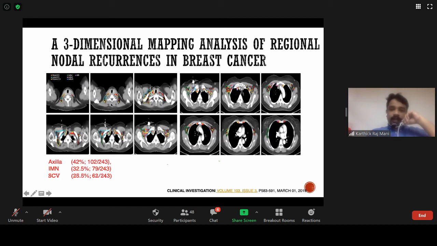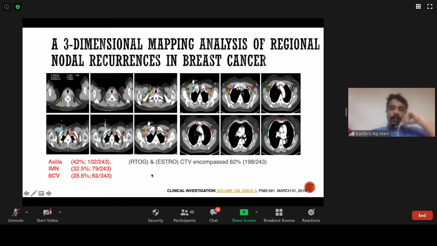You can see the recurrence pattern. The dots show what the recurrence patterns are in the different levels of your axilla, the intramammary chain, and the supraclavicular node. You can see that most of them occupy the posterior part of your axilla, and some are in the intramammary chain. Among all these 243 patients, nodal recurrence was 42% in the axilla, around 32.5% in the intramammary node, and around 25.5% in the supraclavicular node. It is really interesting.